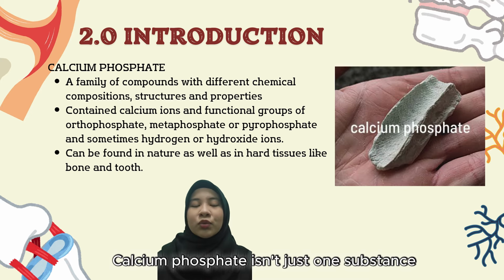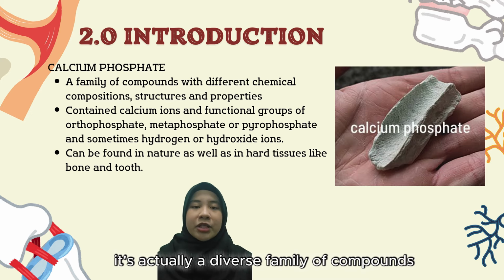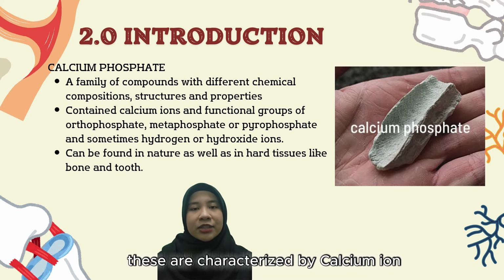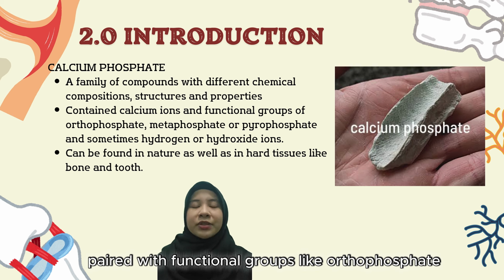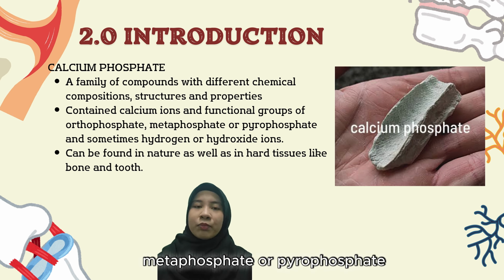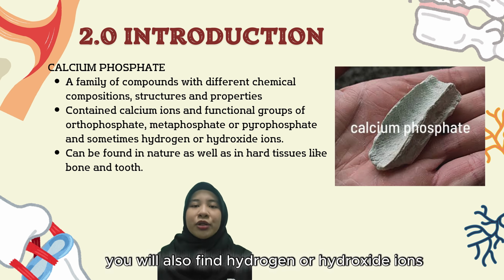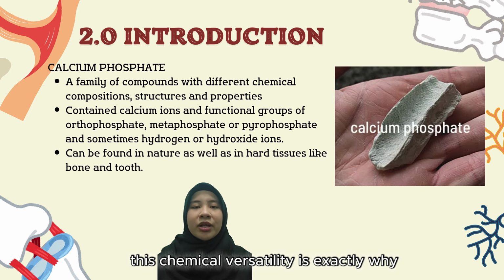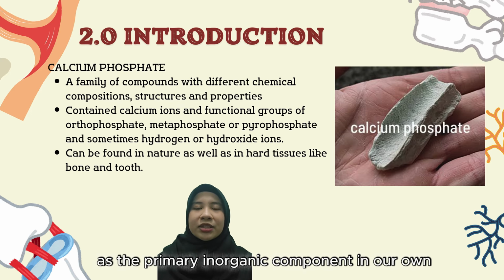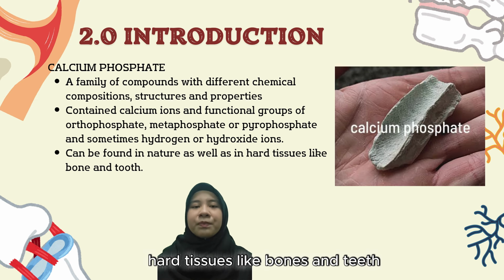Calcium phosphate isn't just one substance. It's actually a diverse family of compounds. These are characterized by calcium ion paired with functional groups like orthophosphate, metaphosphate, or pyrophosphate. In some variations, you will also find hydrogen or hydroxide ions integrated into the structure. This chemical versatility is exactly why they are so prevalent in nature, most notably as the primary inorganic component in our own hard tissues like bones and teeth.